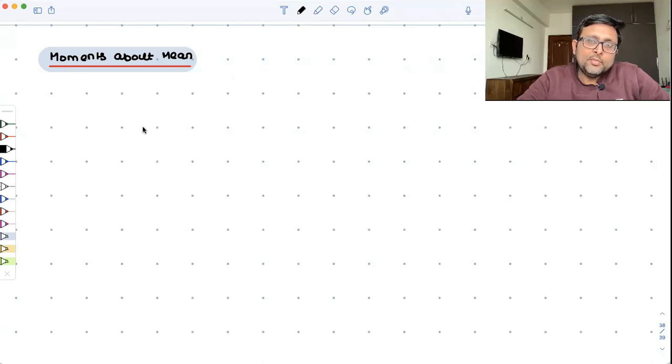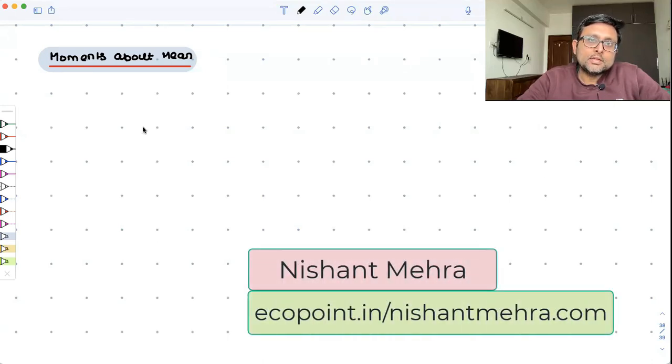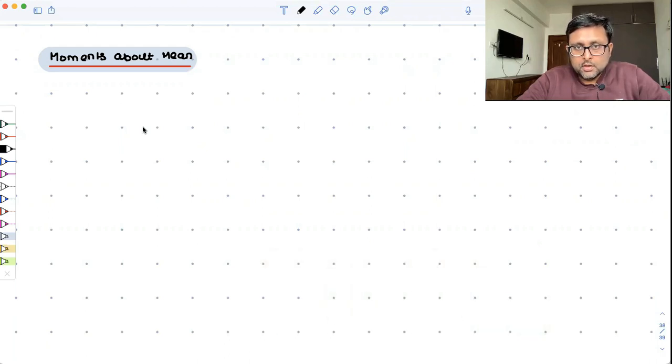So up until now, we have been talking about movements about origin or movements about a specific point. Now, you can also find out movements about mean. And they are telling you something very important. They are telling you about the shape of the probability distribution or the shape of the frequency distribution, right? So let me just have a look at that.